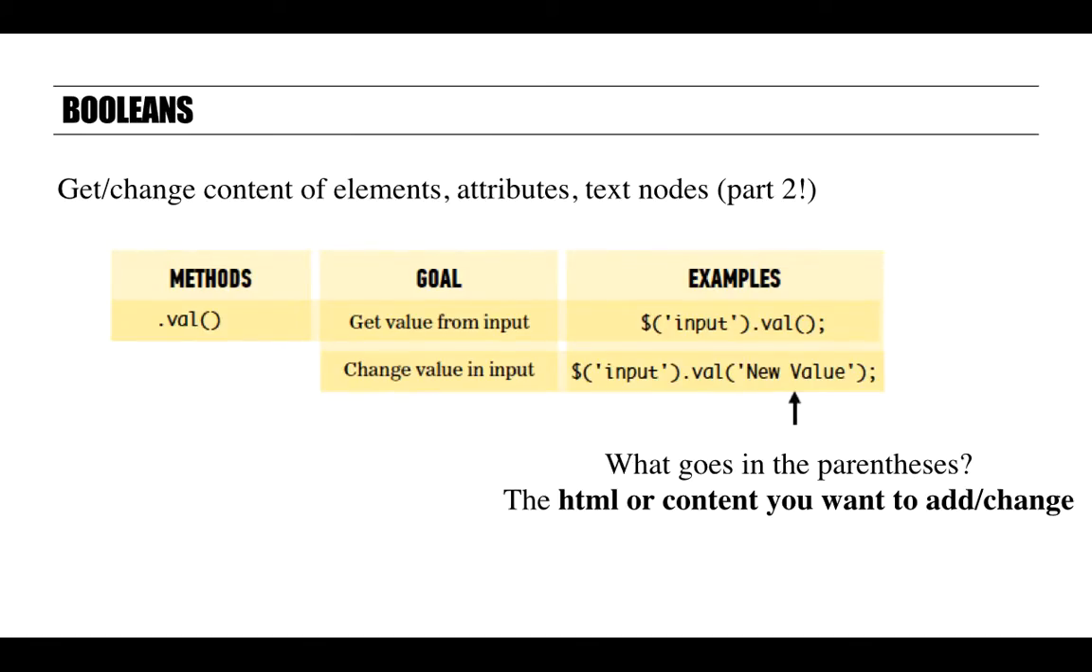Okay. So when we are working with input data, we can use this .val method in jQuery, and that's going to grab whatever the user typed in and give it to us in the form of a string. And if we wanted to reset the form, then we can do .val and then put whatever value we want to give it.